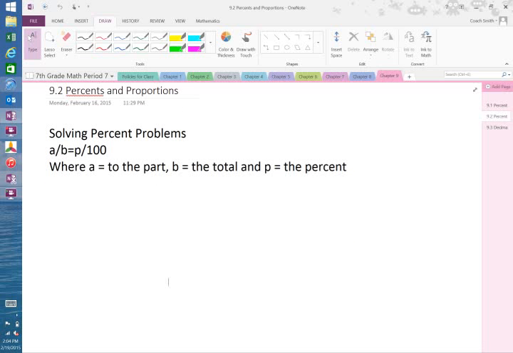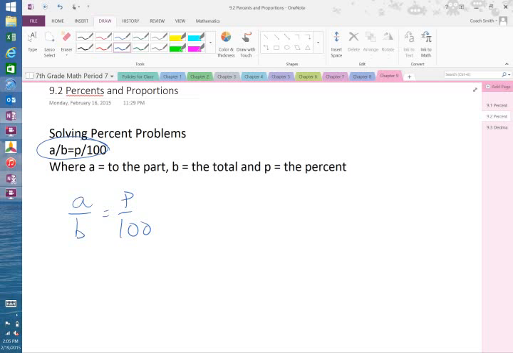Go ahead and write number 15 down in your notes. Today we're talking about percents and proportions. You're going to get used to seeing this proportion, A over B equals P over 100, which is what we wrote right there. It says where A equals the part, B is the total, and P equals the percent. A is the part, B is the total, P is the percent.